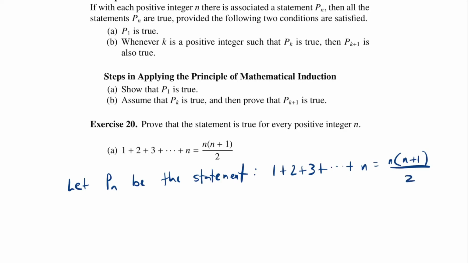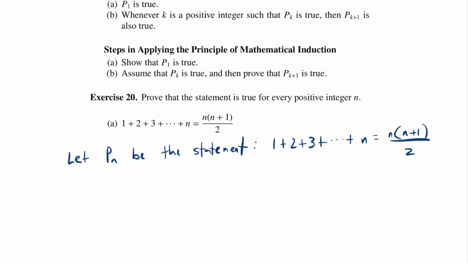Now we need to show that P sub 1 is true. P1 is true since, for P sub 1, that's just the first term. If P sub 2 would be the first two, P sub 3 would be the first three, and so on and so on. So we're showing that just P sub 1 is true, therefore we're just looking at the first term.